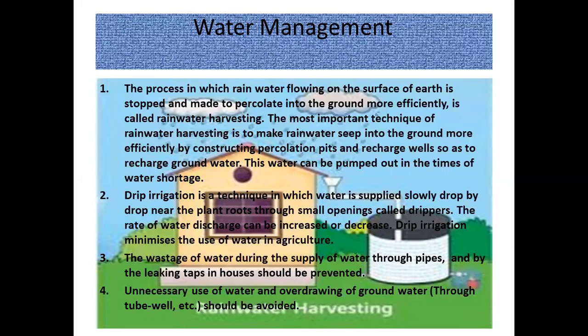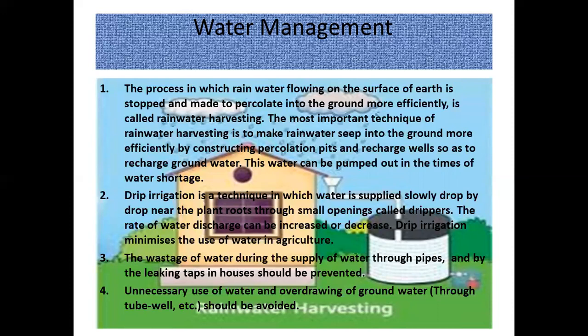The first is the process in which the rainwater flowing on the surface of the earth is stopped and made to percolate into the ground more effectively; this is called rainwater harvesting. I'm again repeating, children, saving rainwater for future use is called rainwater harvesting. The most important technique of rainwater harvesting is to make rainwater seep into the ground more efficiently by constructing percolation pits and recharge wells so as to recharge groundwater. This water can be pumped out in times of water shortage. You can see the diagram also.